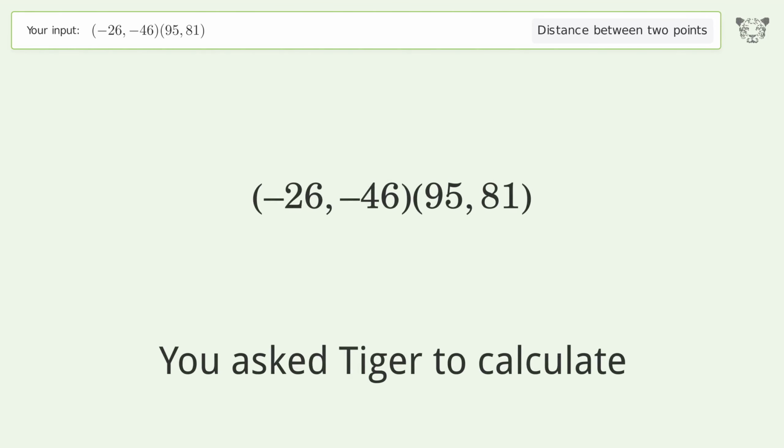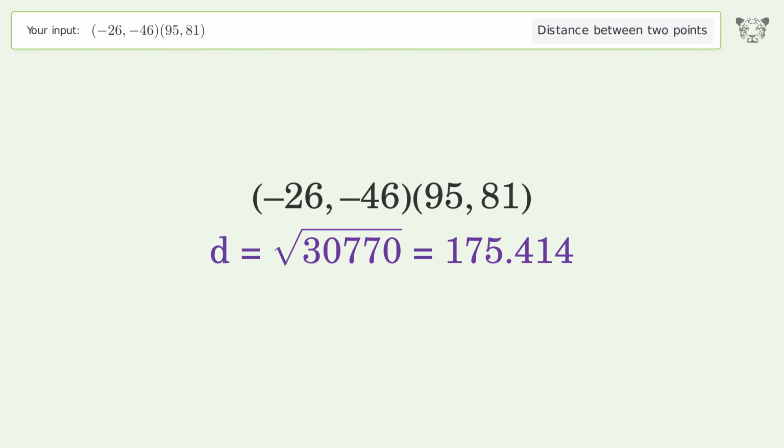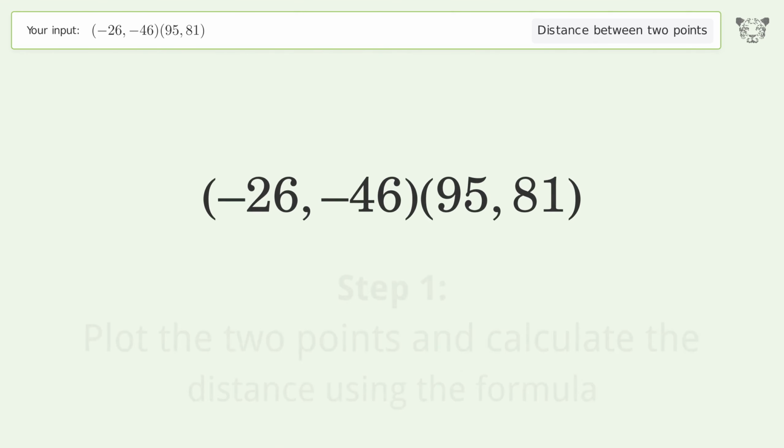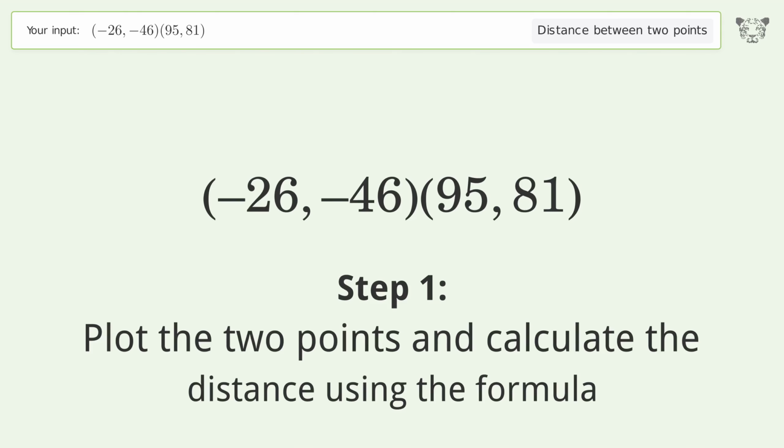You ask Tiger to calculate. This deals with the distance between 2 points. The distance between the 2 points is the square root of 30,770 or 175.414. Let's solve it step by step. Plot the 2 points and calculate the distance using the formula.